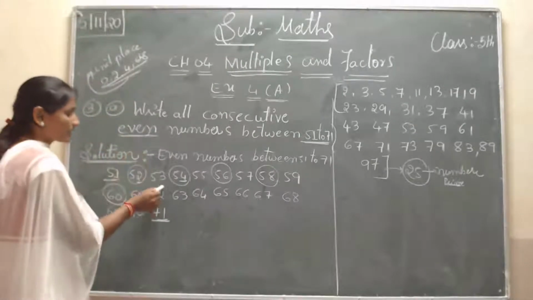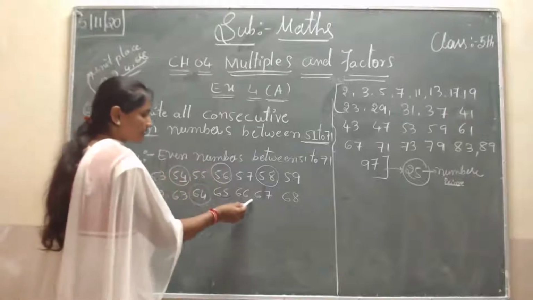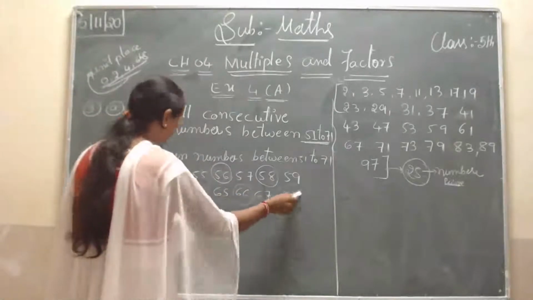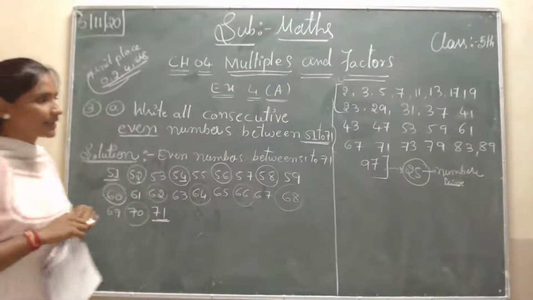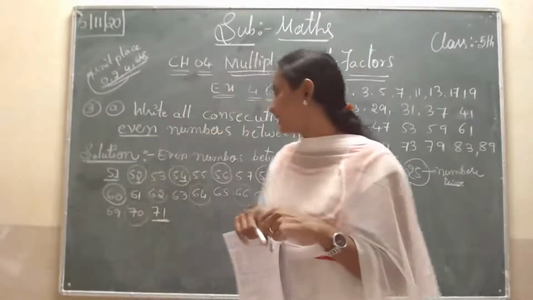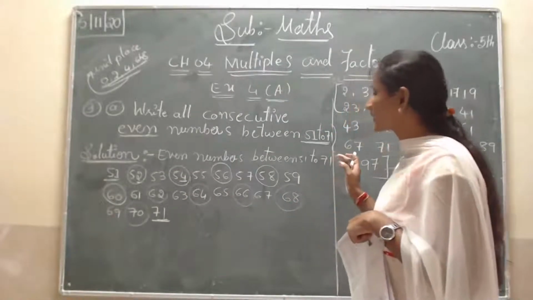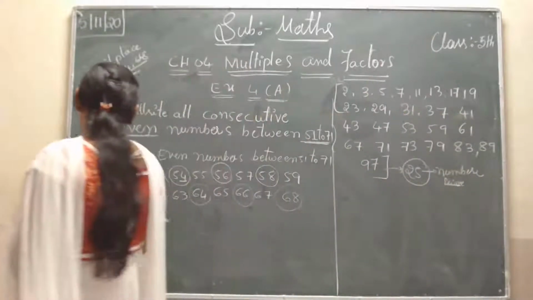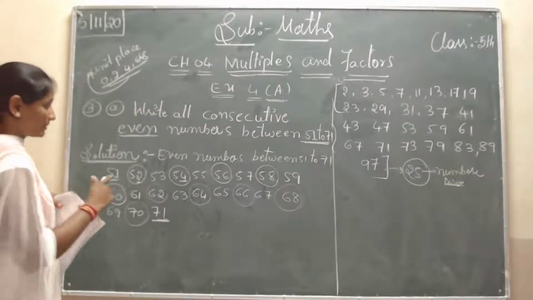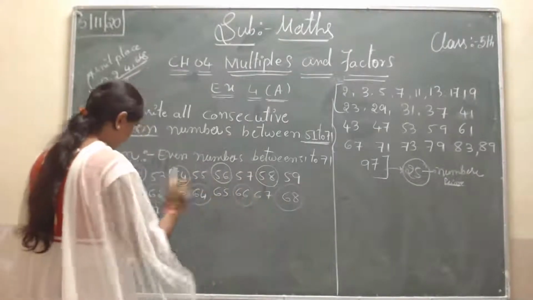Next, students, that is 62. So 63 not, 64 you have to consider. Then 66, 68. Students, last is 70. Students, can you observe that between 51 to 70, 71, the total how many numbers? That is 1, 2, 3, 4, 5, 6, 7, 8, 9, 10.